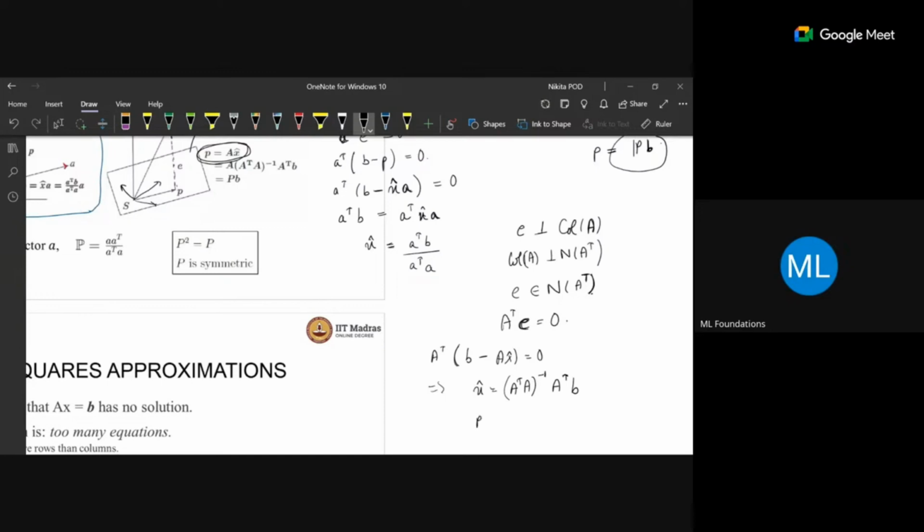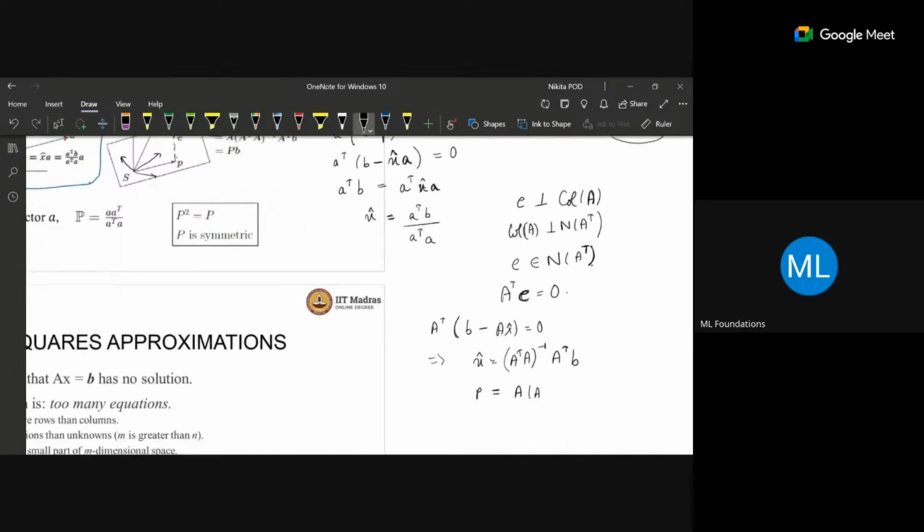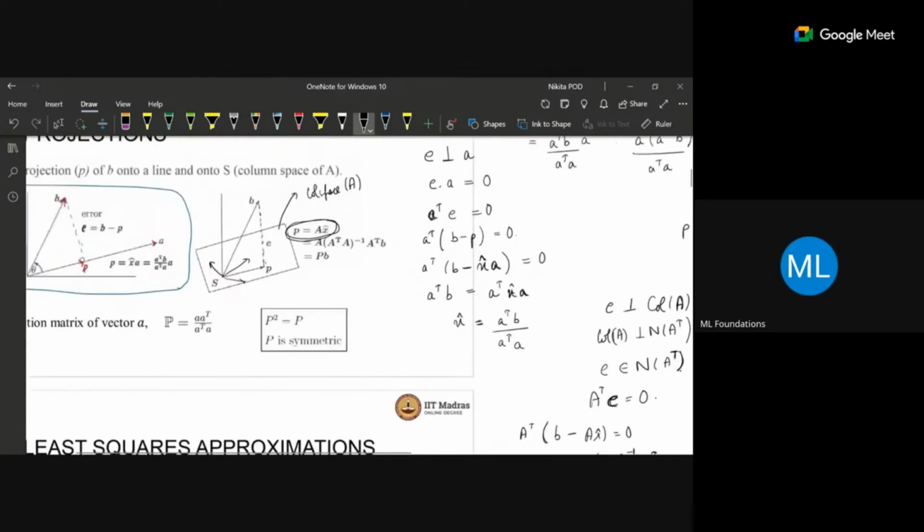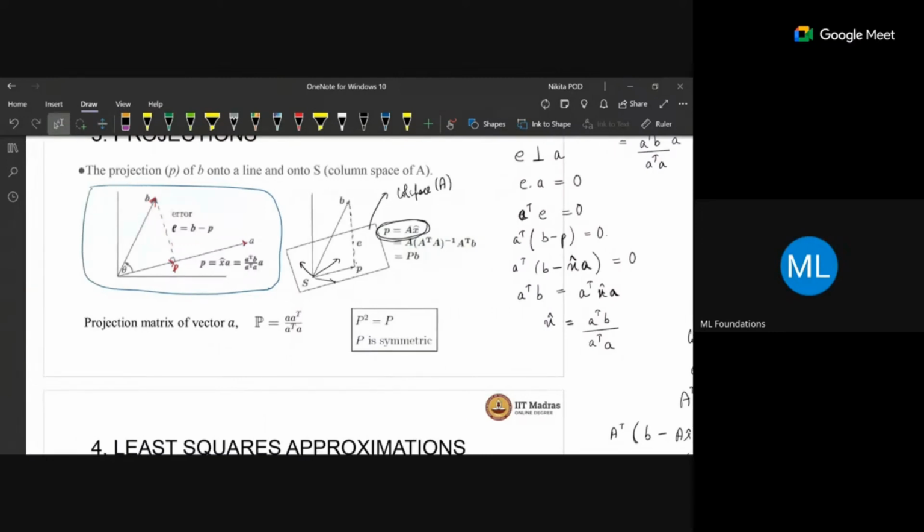So P turns out to be, what is P? P is A x hat, so it should be A times A transpose A inverse A transpose B. And what is the projection matrix in this case? This we take as the projection matrix P. Right? So there are two properties that a projection matrix satisfies. One is P squared equals P, which we also call idempotent, and it is also symmetric.